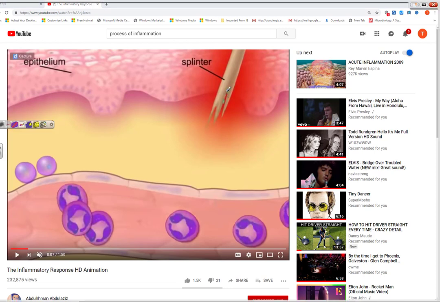These little green things that look like Tic Tacs are bacteria. Now, you've damaged tissue. And when you damage tissue, you rupture mast cells. And what do mast cells release when they're ruptured? Histamines. And what do histamines cause? They're going to cause local arterial vasodilation.